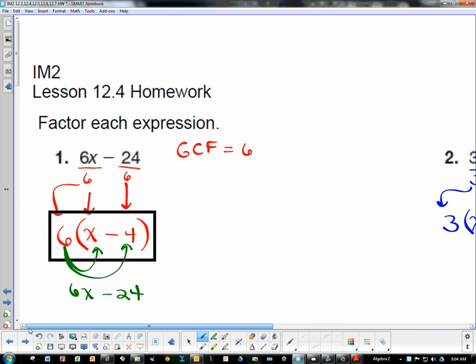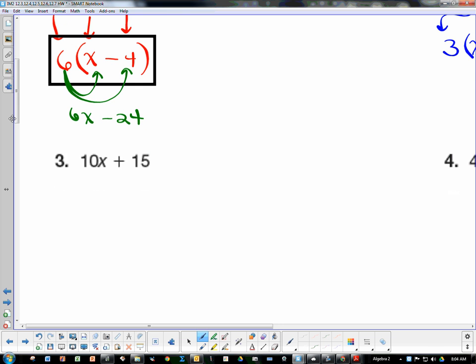Right, moving along, let's go to number 3. What do they have in common? 5. We have now 2x plus 3. Surround it with parentheses. Bring your 5 out front. There it is, factored.